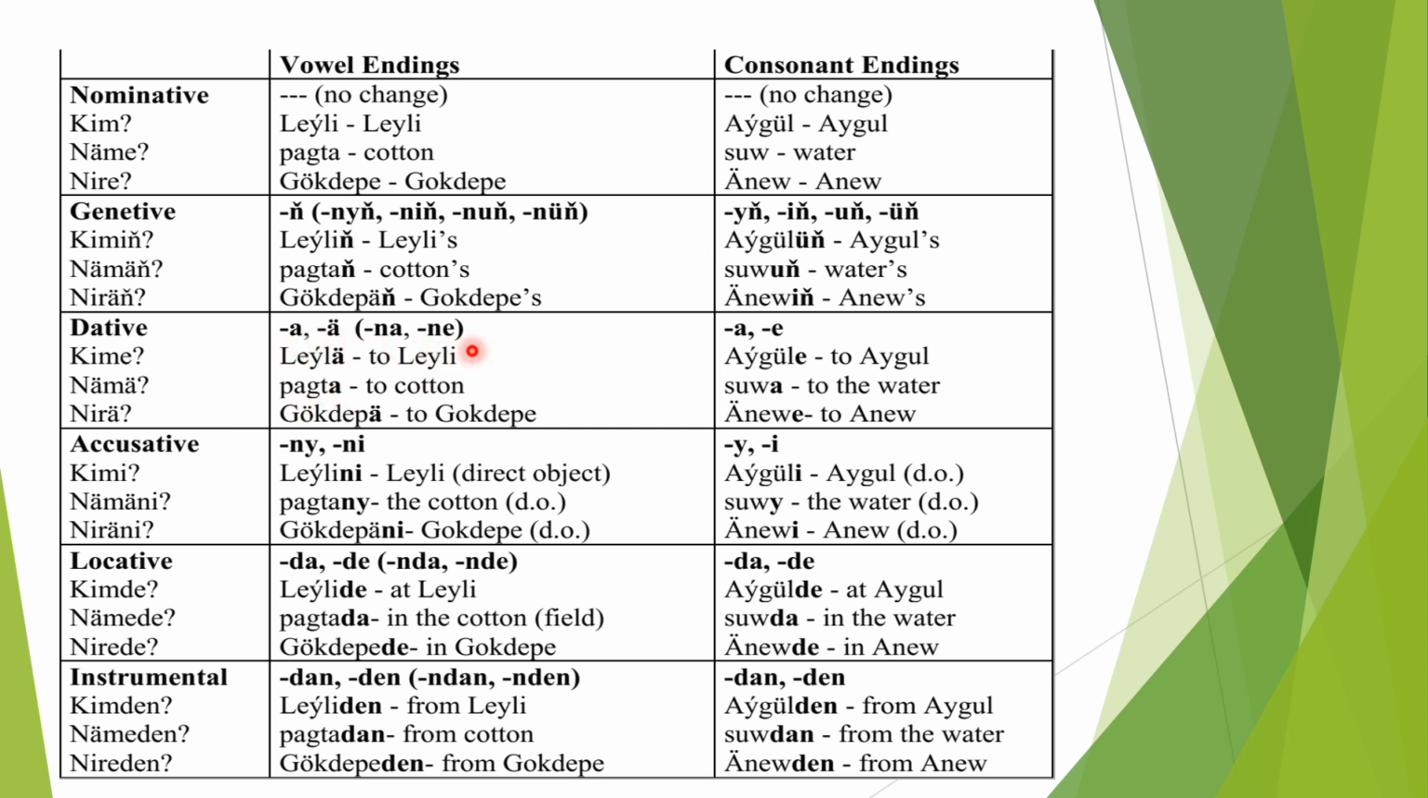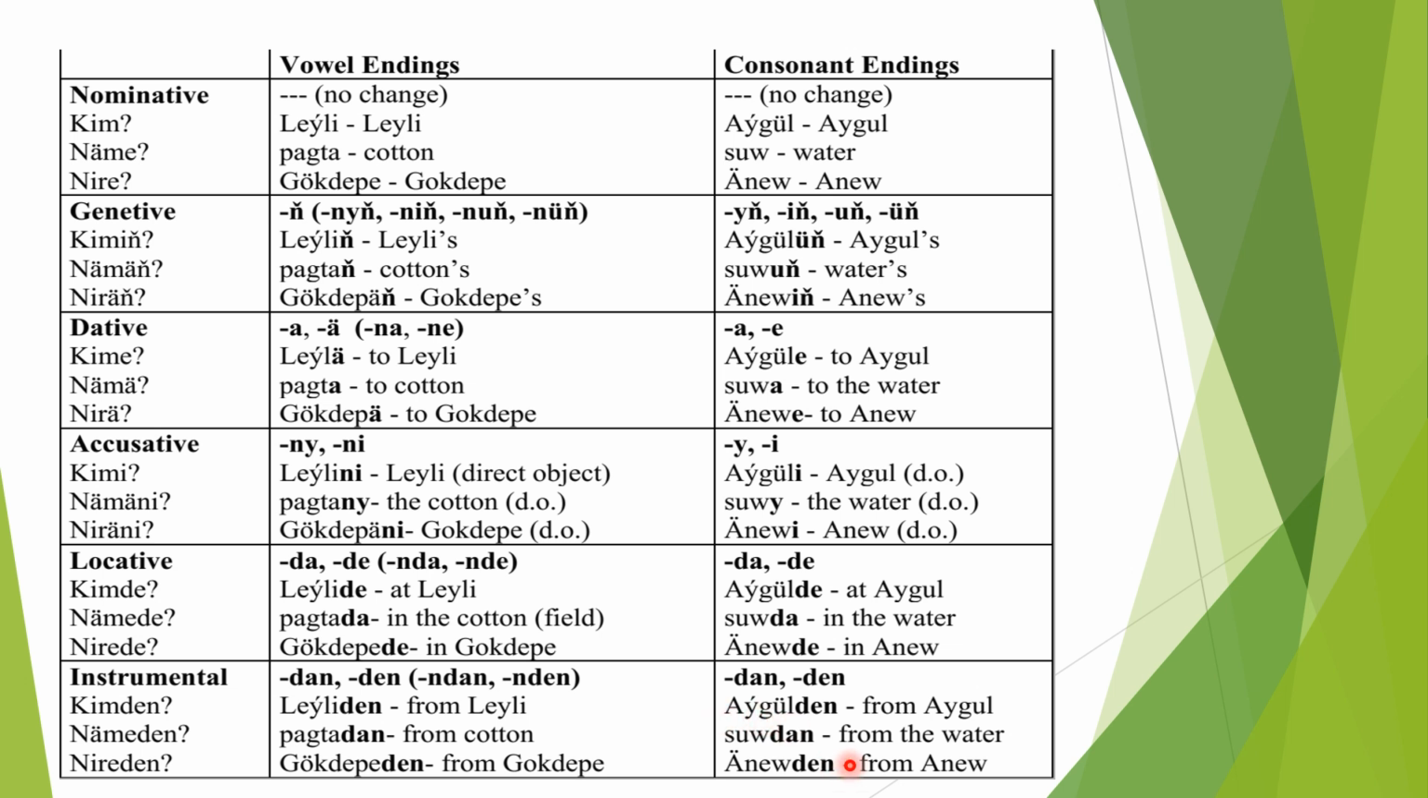The dative case: näme, kime, Leýla, parta, Göktepe, Aýgula, suwa, Anawa. The next one, accusative case. Kimi, nämäni, nirani. Leýlini, partany, Göktepäni, Aýguly, suwy, Anawy. So accusative case. Locative case: kimde, nämede, nirede, and the suffixes da, de. Leýlide, partada, Göktepede, Aýgulda, suwda, Anawda. Instrumental case, çykyş düşüm, the last one but not the least: kimden, nämeden, nireden, dan, den. Leýliden, partadan, Göktepeden, Aýgulden, suwdan, Anawdan.